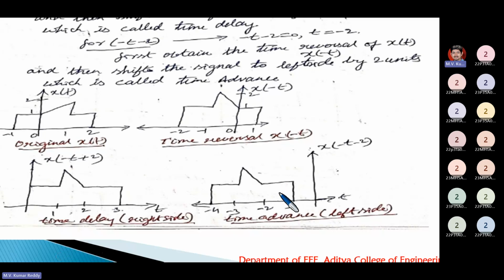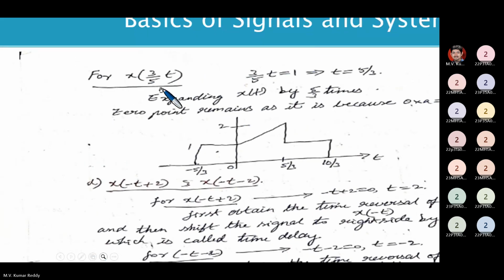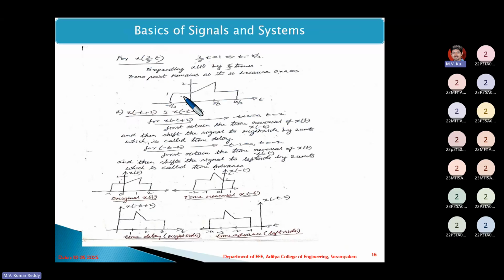What is this property called? Time shifting. What is this property called? Time scaling. This one, x of minus t, is time reversal. Now what is this property called? Time scaling. These three are very, very important in every unit, every topic. This is model 1. Model 1 completed.